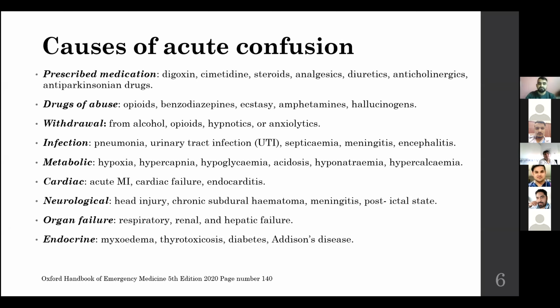Let's talk about the causes of acute confusion. These are the general causes: prescribed medication, drugs of abuse, withdrawal, infection, metabolic causes like hypoxia, hypoglycemia, acidosis, hyponatremia, cardiac causes, neurological causes, organ failures, and endocrine causes like myxedema, thyrotoxicosis, and diabetes. To remember these causes, I have a mnemonic.